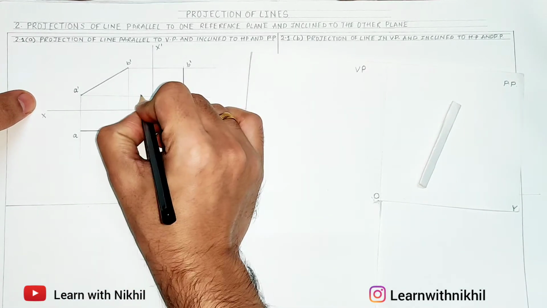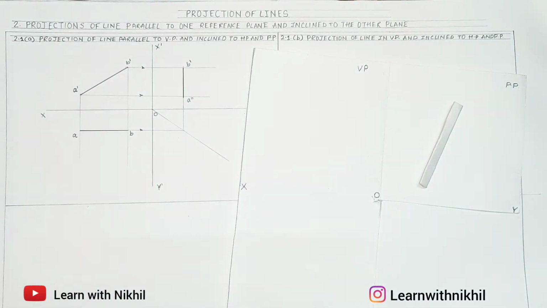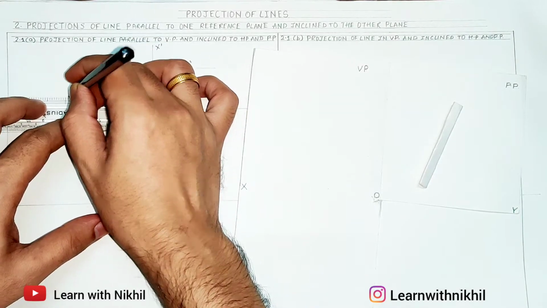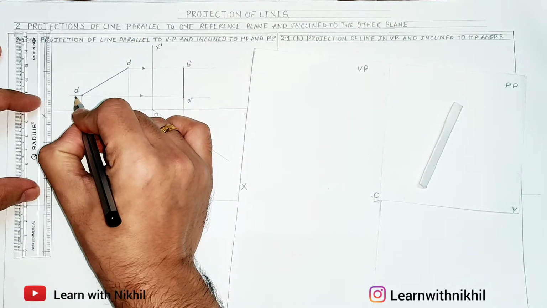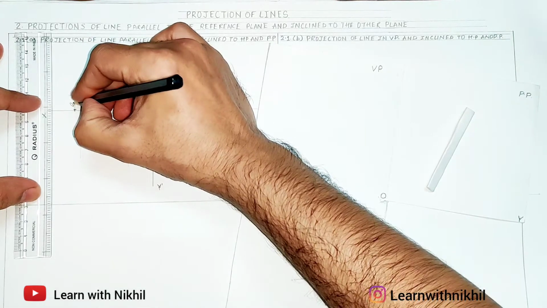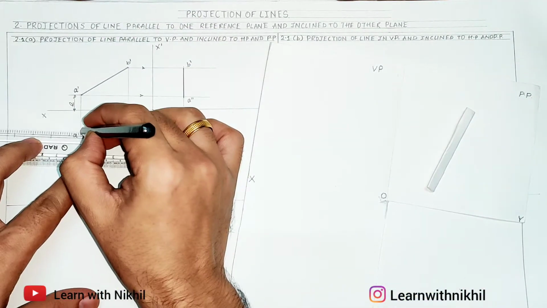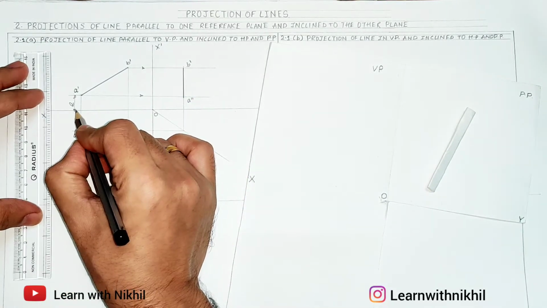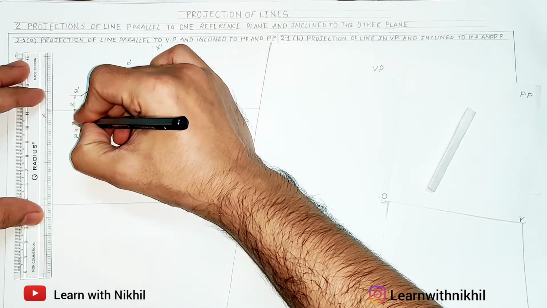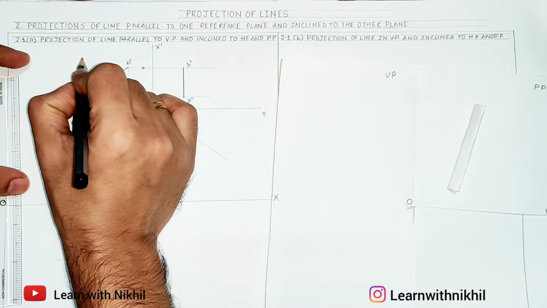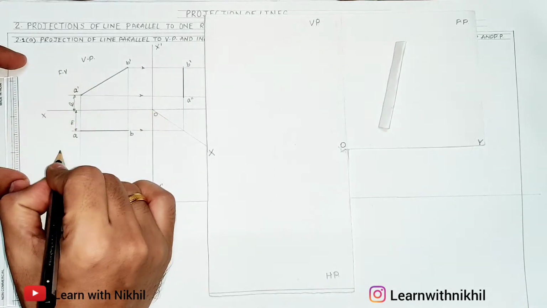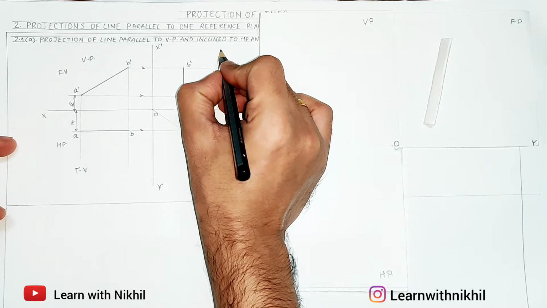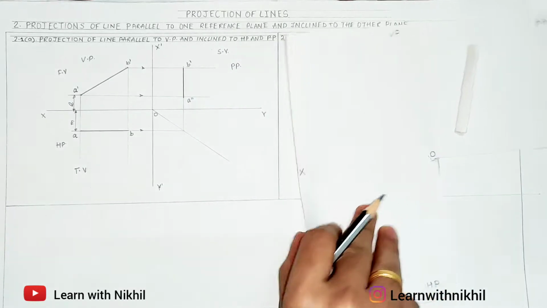Just marking the direction of lines. The distance above the horizontal plane, we call it L, and the distance in front of the vertical plane, we call it M. As you know, this is the vertical plane, also the front view. The bottom one is the horizontal plane or the top view, and this is PP, the profile plane or the side view.